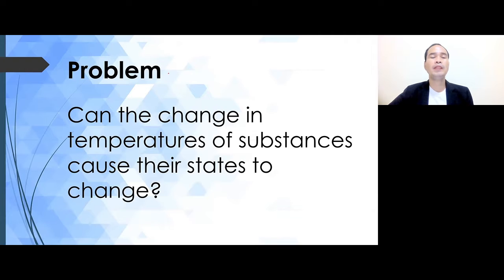So problem, this is the purpose. Why do we do this experiment? You want to have a question and you want that question to be answered. That's why your problem is always stated in a question, such as, can the change in temperature of substances cause their states to change? Do you think if we change the temperature, the state of the matter would change? So where do you put your answer?